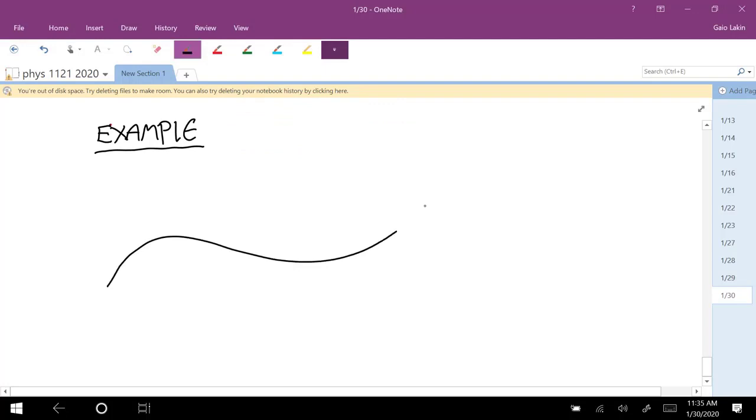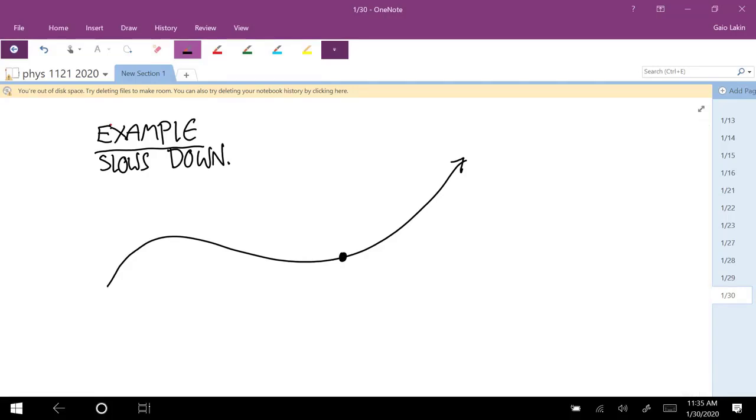Okay, so let's say that the object's moving along this path from left to right. And let's say that we want to figure out the directions of the velocity and acceleration at that point. And we also have to know, and you can't tell from just looking at this picture, whether this is speeding up or slowing down. So let's say that it's slowing down.